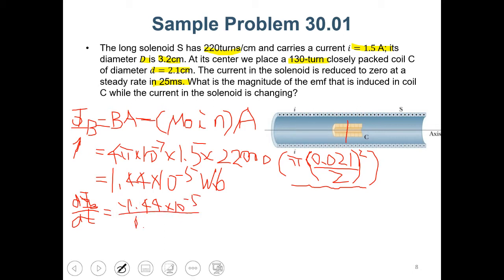So 0.025, which is minus 5.76 times 10 to minus 4 Weber per second. Actually, this one is the same as volt.